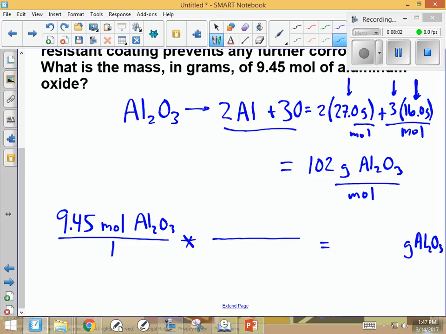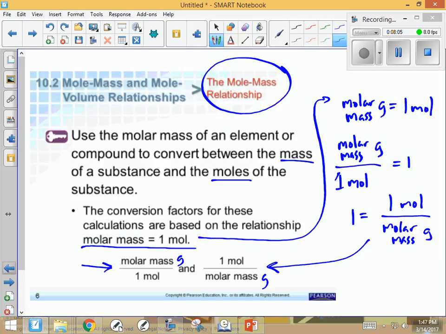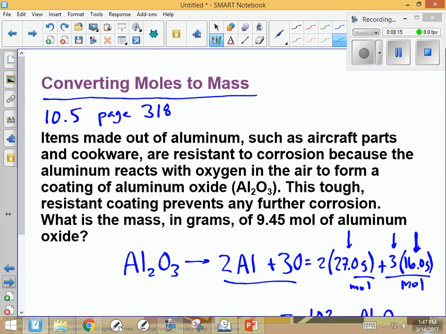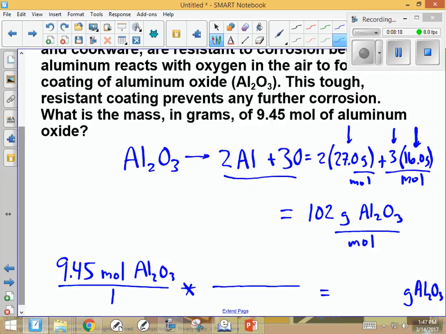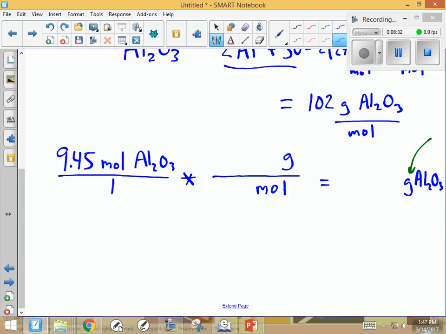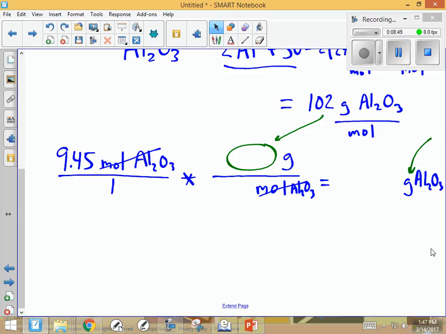Now the clue on which of these two conversion factors we use is found here. If I need to get grams in my answer, then I know that grams will be on top of this conversion factor, because that way I'll have moles on the bottom, and moles will cancel. Now what was this number right here? That's the molar mass of aluminum oxide, which we calculated right here, 102 grams.